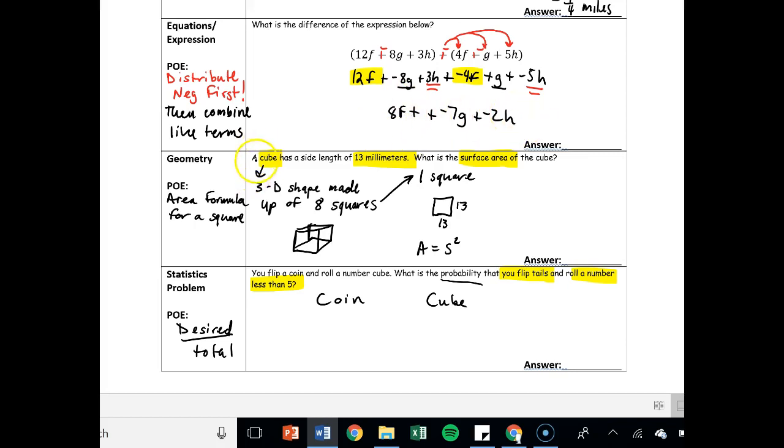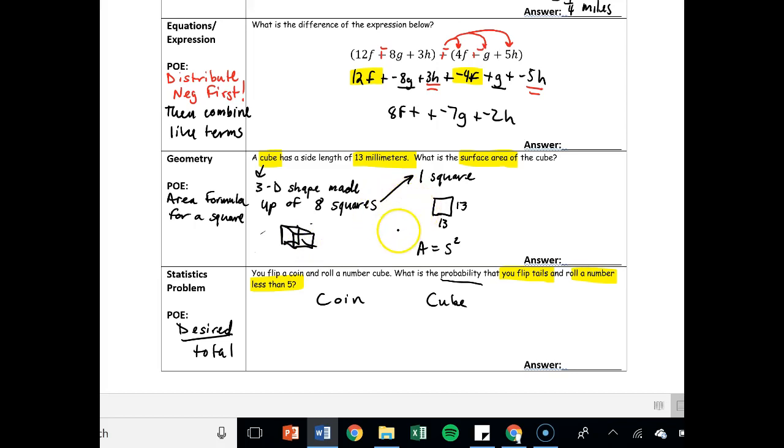So geometry, it says a cube has a side length of 13 millimeters. What is the surface area of the cube? Now, we know how to find the area of something, right? But for a 3D shape, you'll have to know that a cube is a 3D shape made up of squares. So there's my cube that I've drawn. Again, you can just draw a cube by drawing a square, drawing another square, and then just connecting everything. So if you need me to show you that, it just looks like this. Draw a square, draw another square, and then just connect everything. All right, there's your cube.